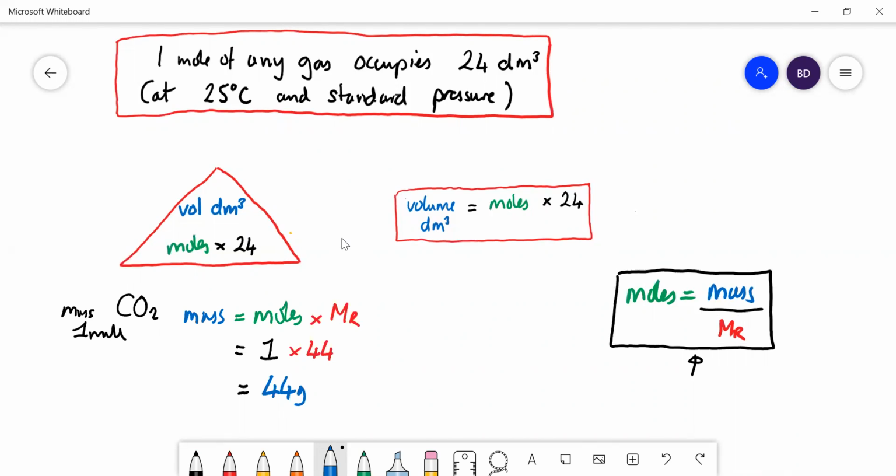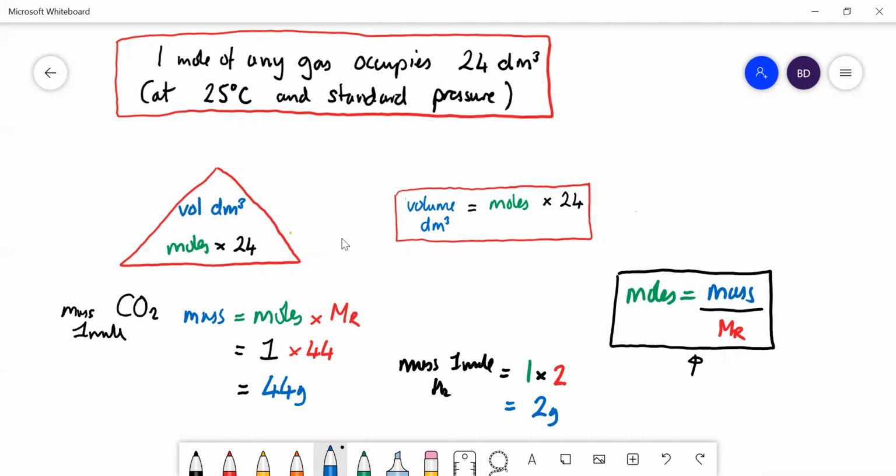Let's do the same for hydrogen. The mass of 1 mole of hydrogen is equal to the number of moles, which is 1, we've got 1 mole of hydrogen, multiplied by the Mr of hydrogen, well, that's 2. So that only weighs 2 grams. So 2 grams of hydrogen take up the same amount of volume as 44 grams of carbon dioxide.